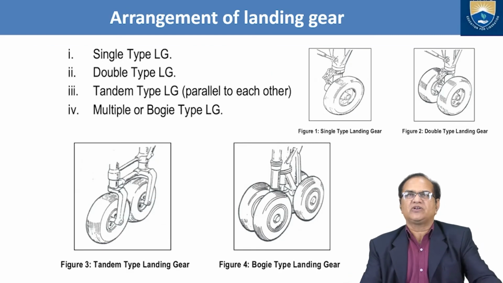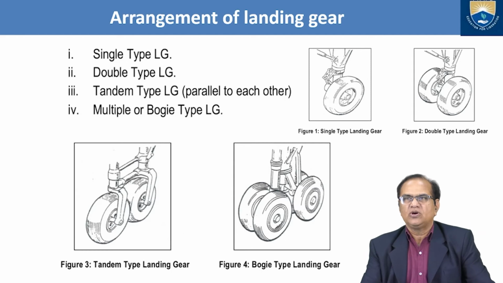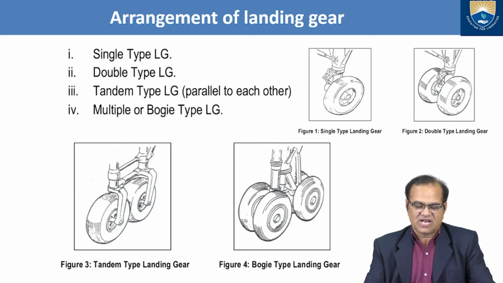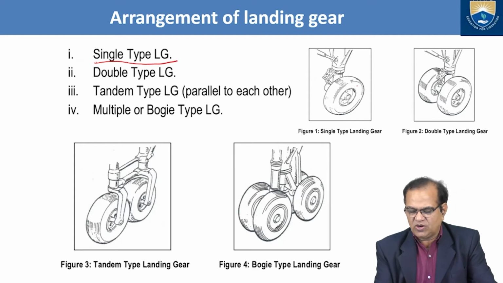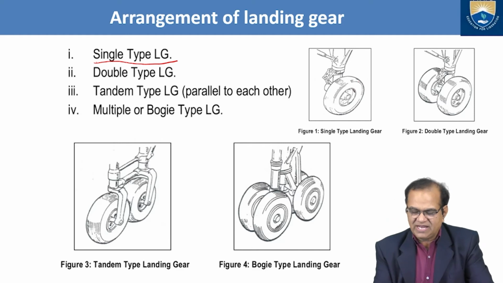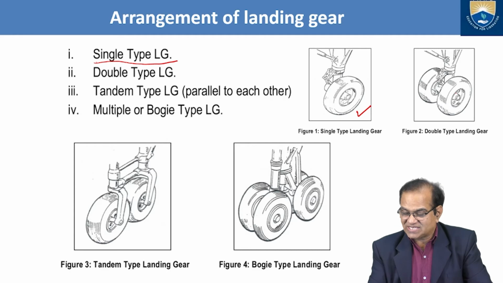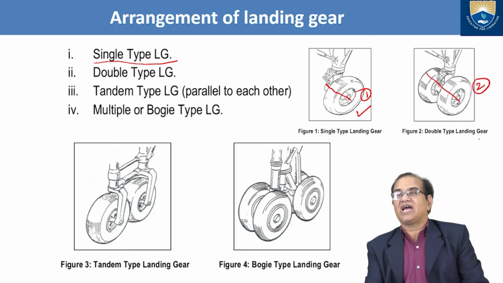So in this I am going to discuss the landing gears again, LG. So here, arrangement of the landing gears. How many types of arrangements are there? First I will show the single type LG. Here only one wheel will be there. In one landing gear, only one wheel. It is called the single type landing gear. If one axle, okay, this is the axle, only one wheel. Here one axle, two wheels. So it is called the double type landing gear.